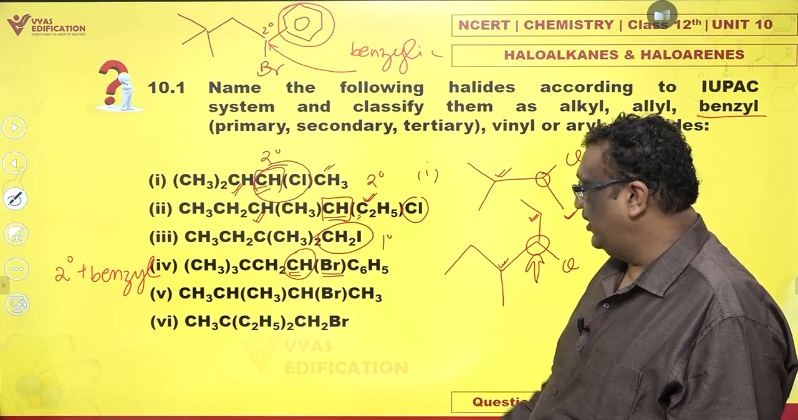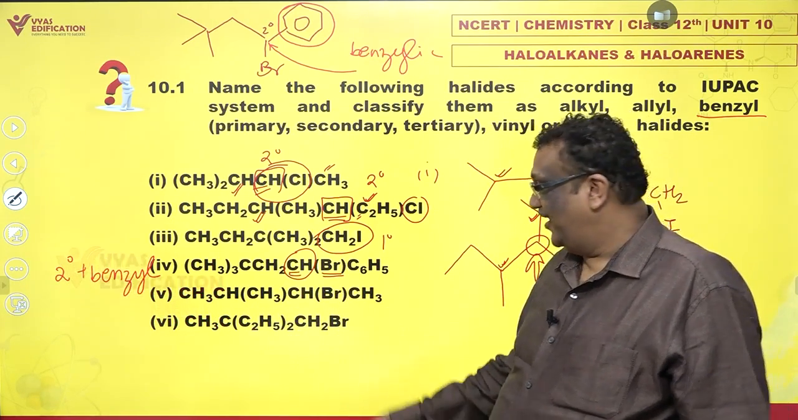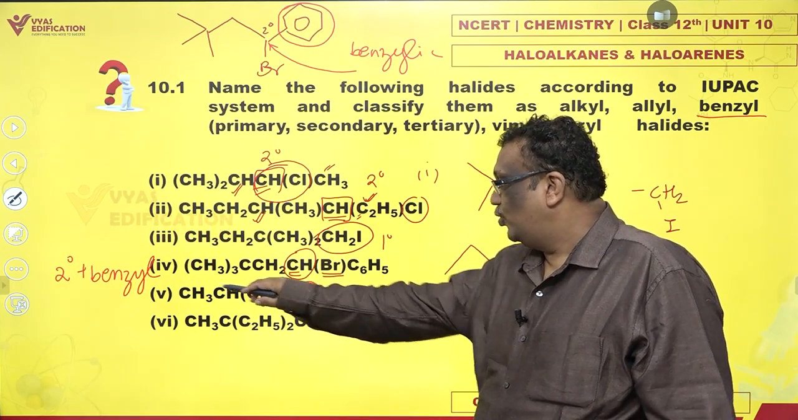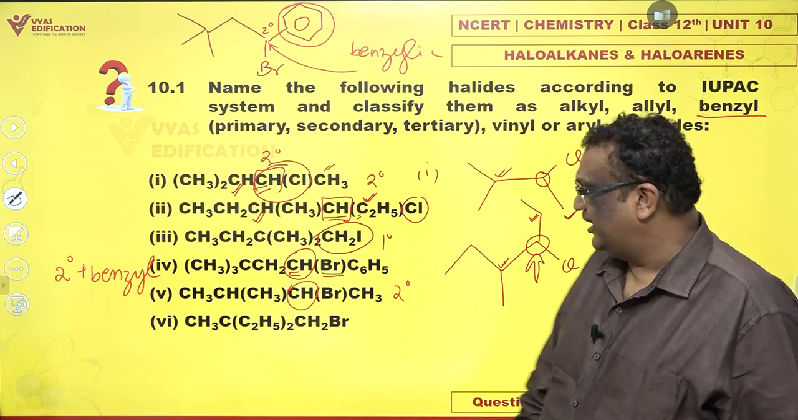Fifth, well, we have CH3, CH, CH3, CH, Br, CH3. Again, you notice that notorious CH and there is no benzene around. It has to be secondary. It is secondary, very much secondary.